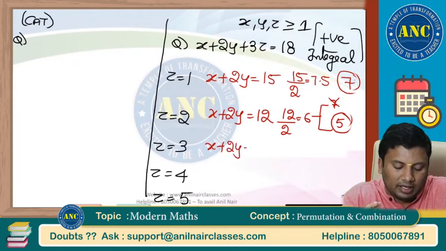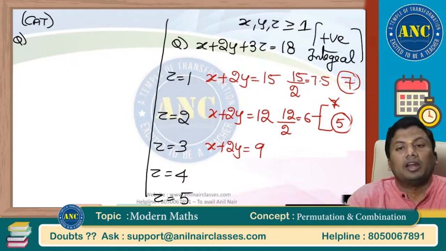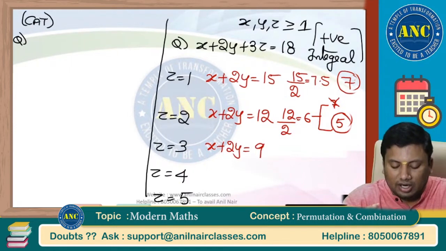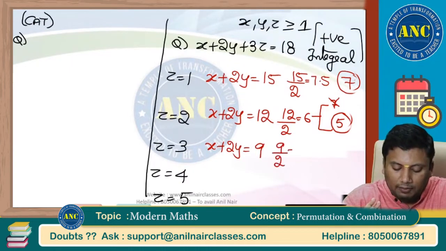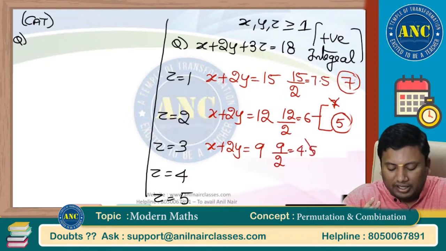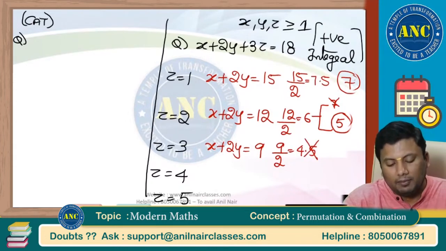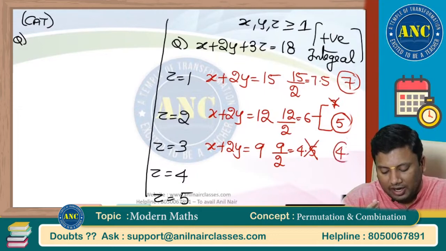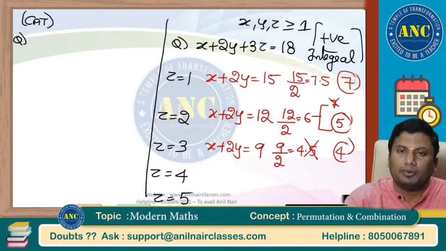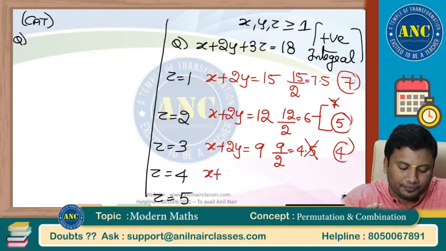Z is 3. These are nothing but equivalent to 9. 1 is a factor of 9. 2 is not a factor of 9. 9 by 2 is 4.5. Ignore the decimal because one of them is a factor of the constant. Even for 3 variables, easily you can solve.